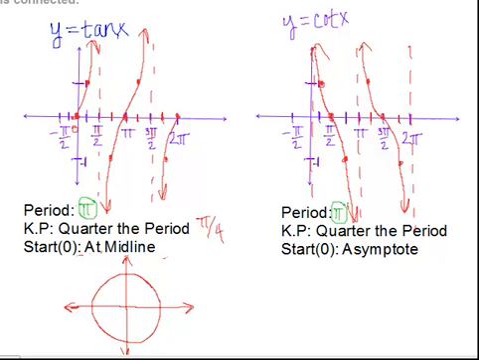Alright, so we're going to continue on with the other trig functions that we need to learn how to graph. So far you've learned cosine and sine and their reciprocal functions, which are secant and cosecant respectively. So we've learned 4 out of the 6 trig functions and how to graph them. Now what we're going to be looking at are the last two, tangent of x and its reciprocal function, cotangent of x.